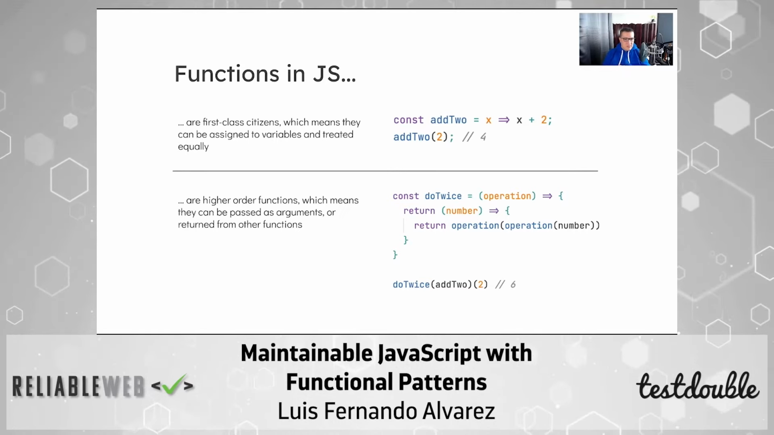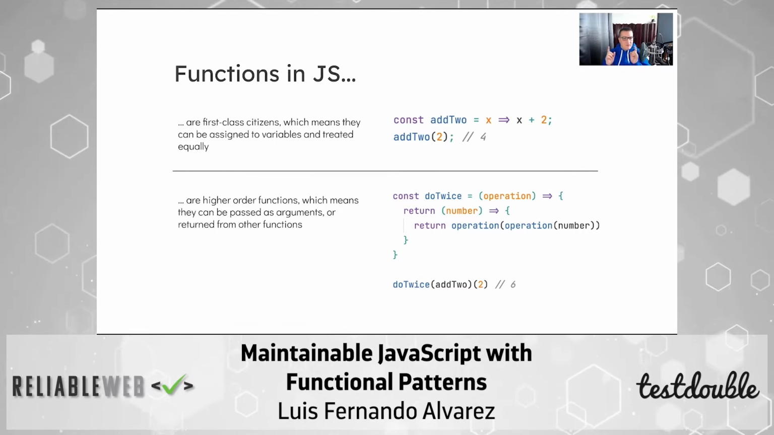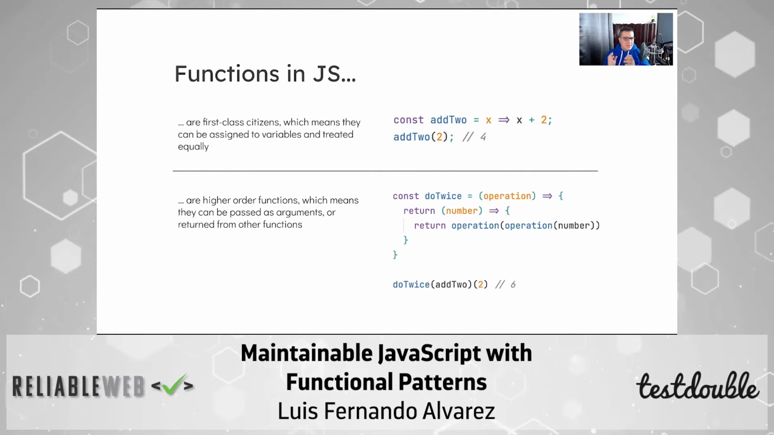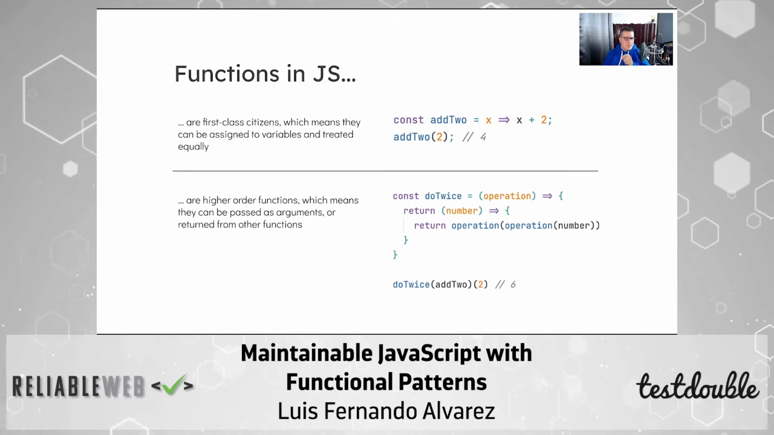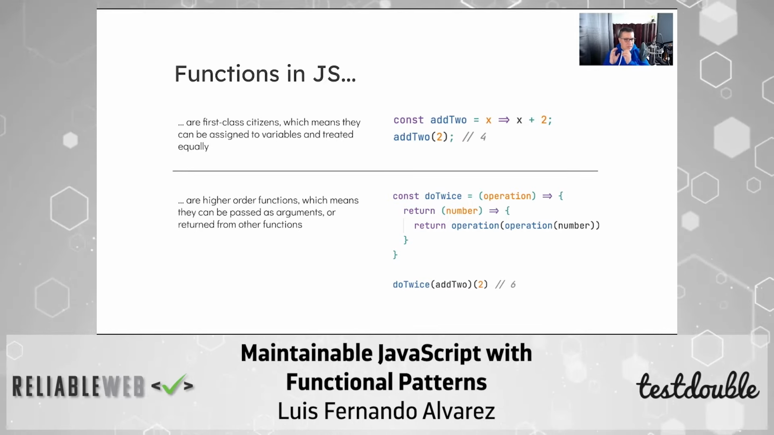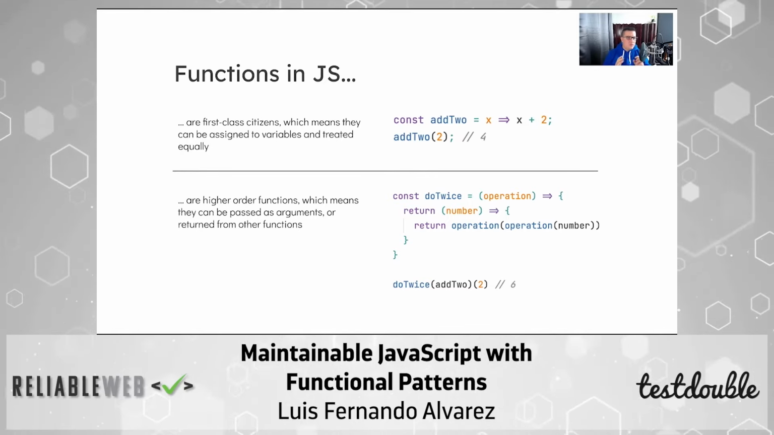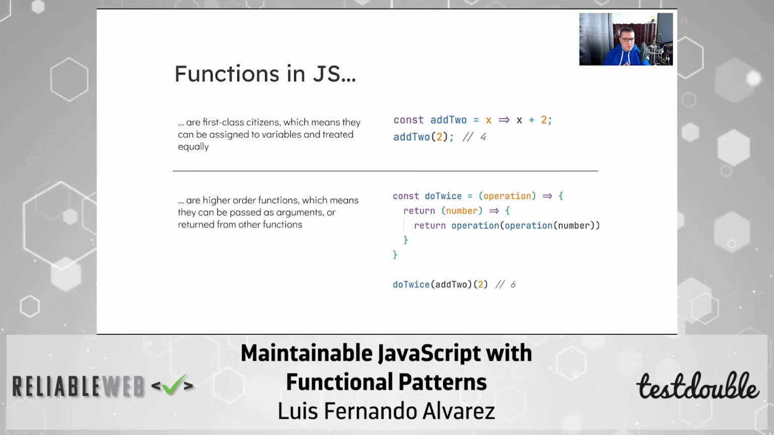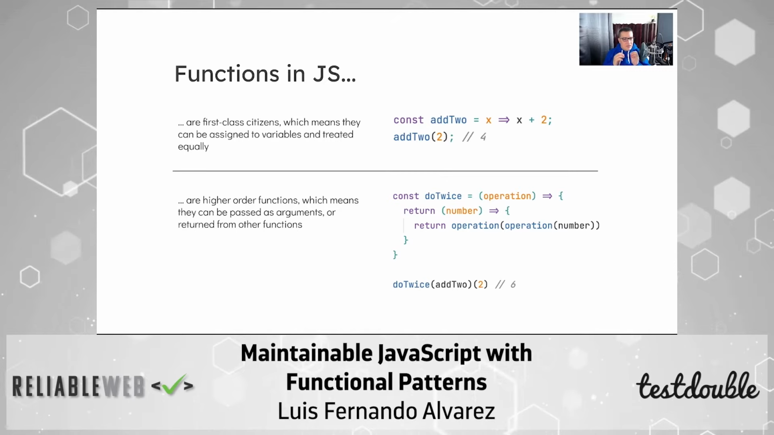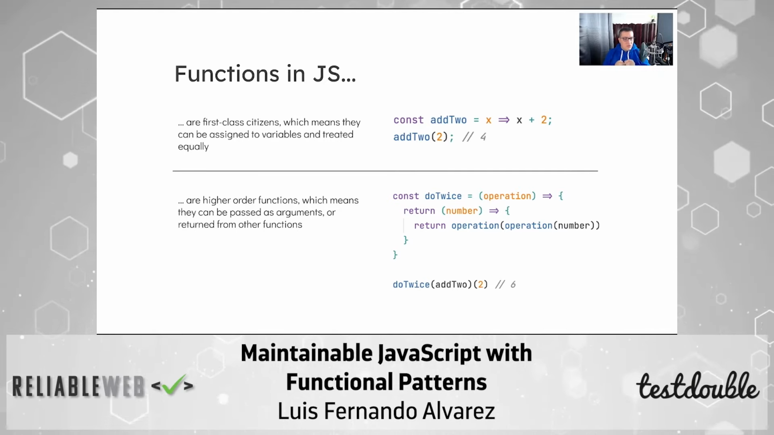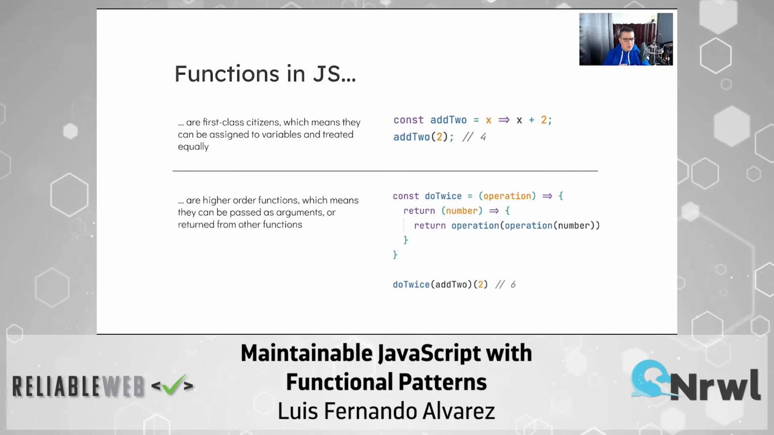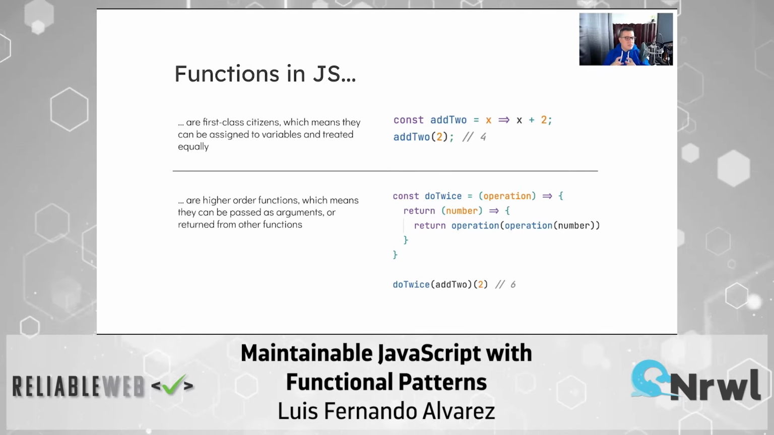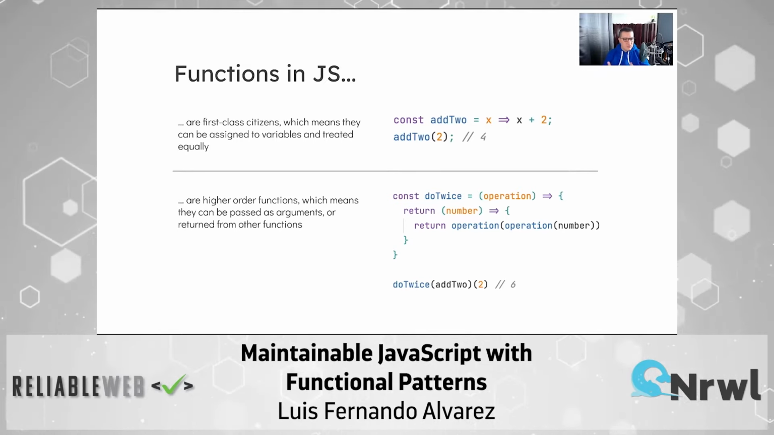So we can see a simple example here. We have an add2 variable, or constant in this case, that holds an arrow function that says, if I get a value of x, I'm going to add 2 to that value of x. That is what that arrow function does. So I can then call that add2 variable with an argument, because add2 is going to resolve into a function, and then the function needs some arguments to operate.